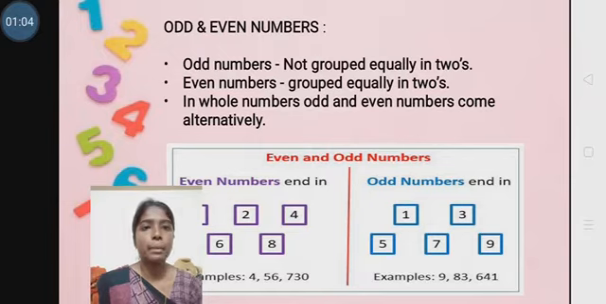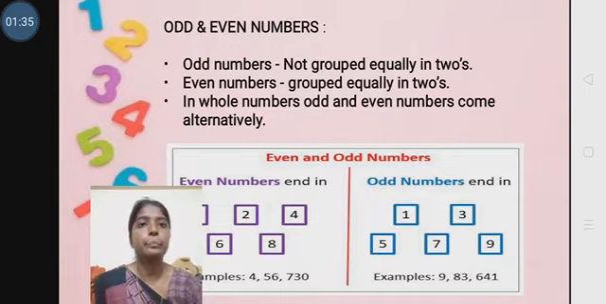See an example. Even numbers end in 2, 4, 6, 8. Odd numbers end in 1, 3, 5, 7, 9. For example, in even numbers, 4 is a multiple of 2. 56, which ends with the number 6, is a multiple of 2. Now see an odd number. Example 9, which is not a multiple of 2. 83, which ends with the number 3, is not a multiple of 2.